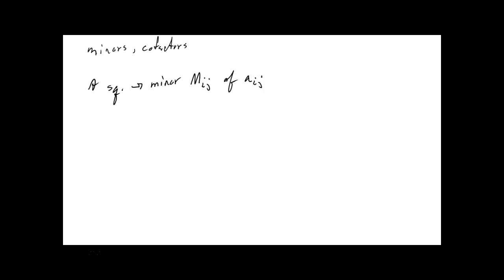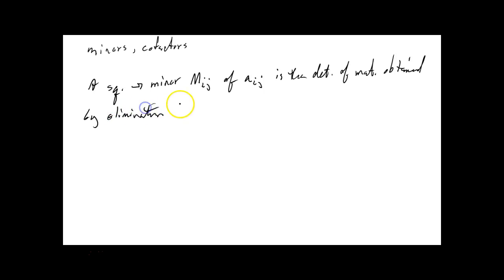Now, the minor MIJ of the element AIJ is the determinant, okay, of the matrix A, they should say, they don't say the matrix, obtained by eliminating the ith row and the jth column of A. Okay?